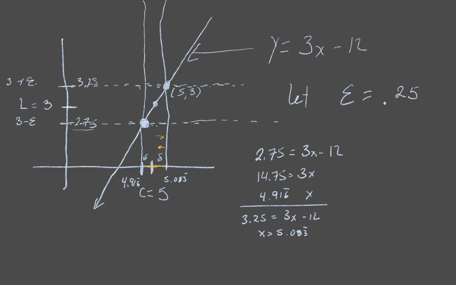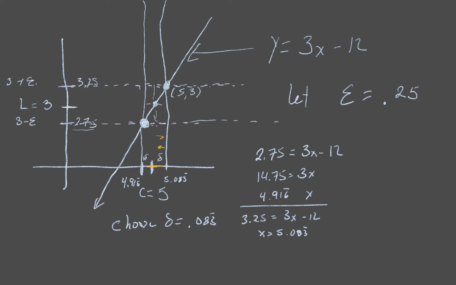Okay, and because this is a line, everything's balanced to the right and to the left. It's the same distance, right? Same distance up, slopes all the same. So I can choose delta equal to 0.083 repeated.